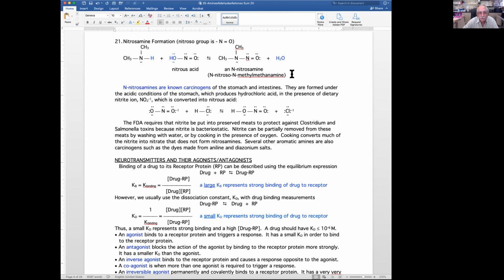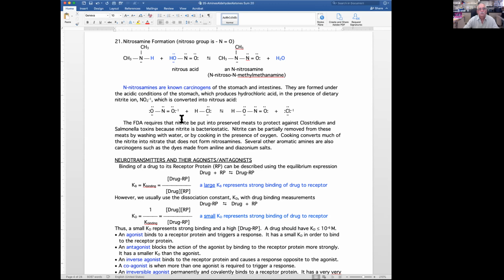So the problem with this is N-nitrosamines are known carcinogens of the stomach and the intestines. They're formed under the acidic conditions of the stomach, which produces hydrochloric acid. And so if you have nitrite in your food, here's nitrite, here's the hydrochloric acid that your stomach produces in order to help you digest your proteins. Look what happens. I can form nitrous acid. It's the same nitrous acid as up here.